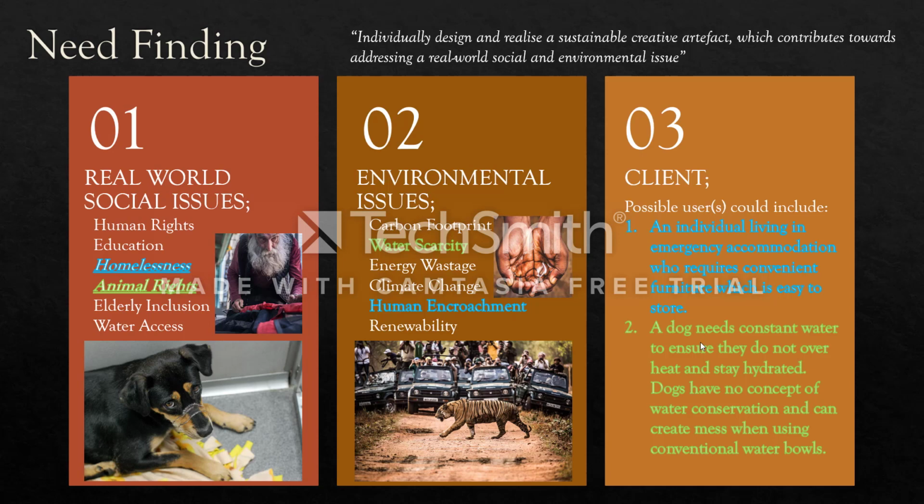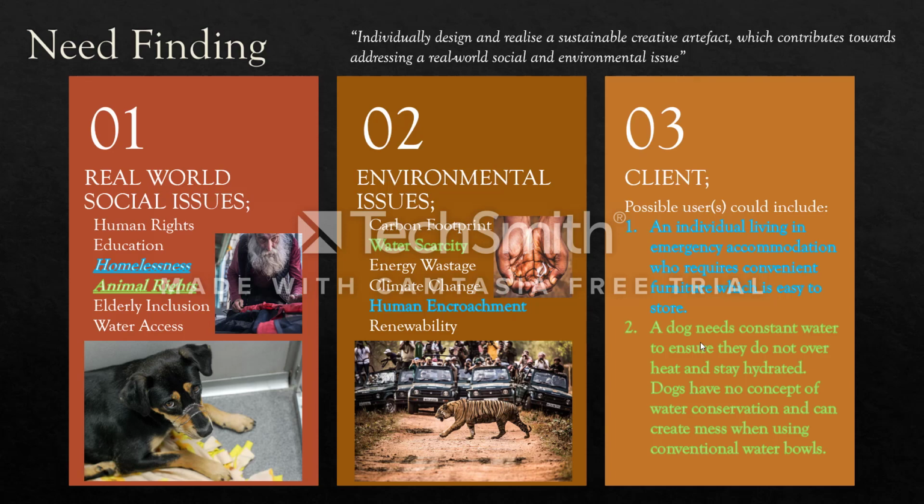So this is my need finding. What I did was list ideas. I noticed I forgot to underline the ones in the middle, but I can clean it up after. So I've got my real world issues, which I listed out, and I thought of what was interesting me, and came back to my mood board. I have animal rights highlighted as something that was interesting me. And as well, homelessness, with the issues in this country at the minute surrounding homelessness and emergency accommodation. It is a topic which really does interest me.